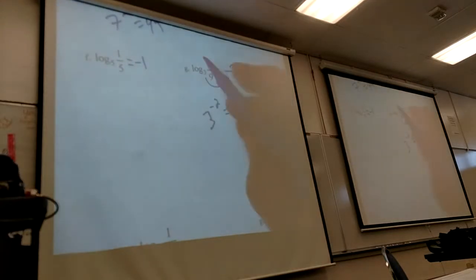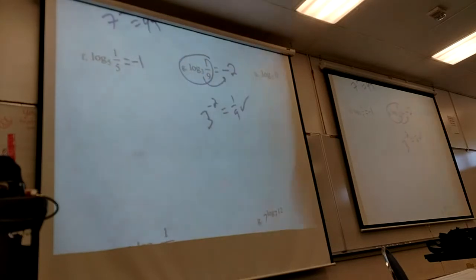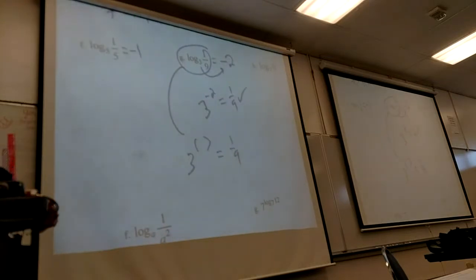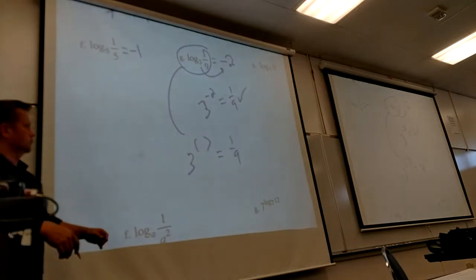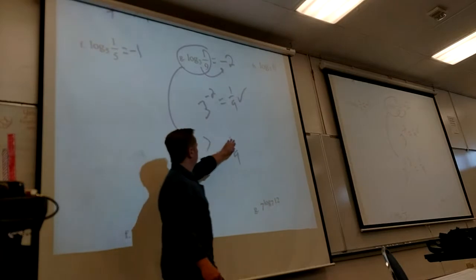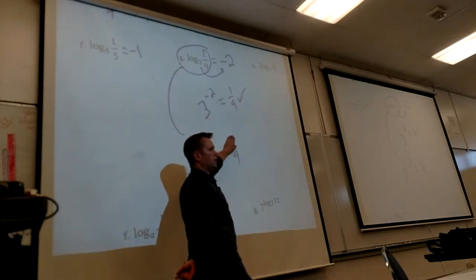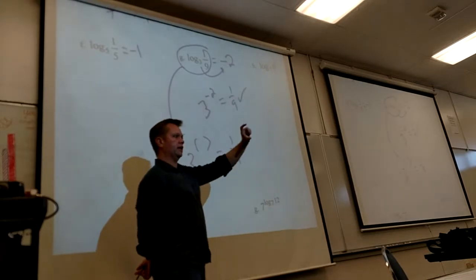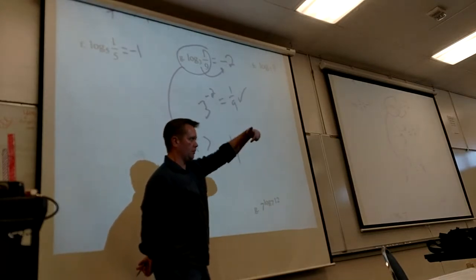So again, just to really hammer this home, what question is this asking you? It's asking you 3 to the what equals 1/9. That's the question that it's asking you. So how do I make it become 9? I raise it to the second power. And how do I make it become 1/9? It's got to be the negative second power, because the negative power would make it flip.